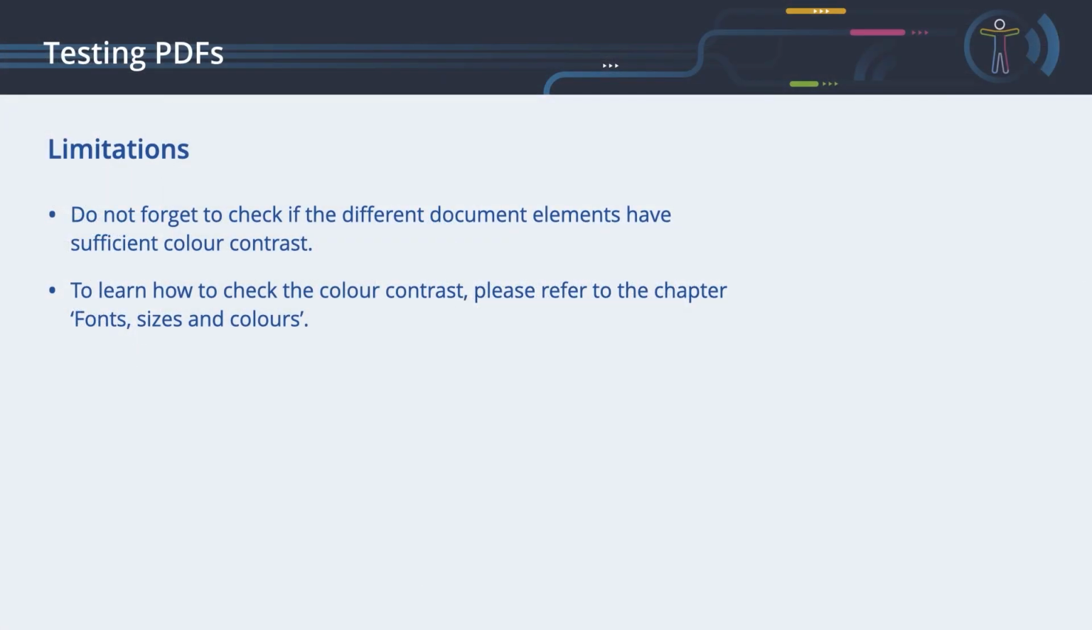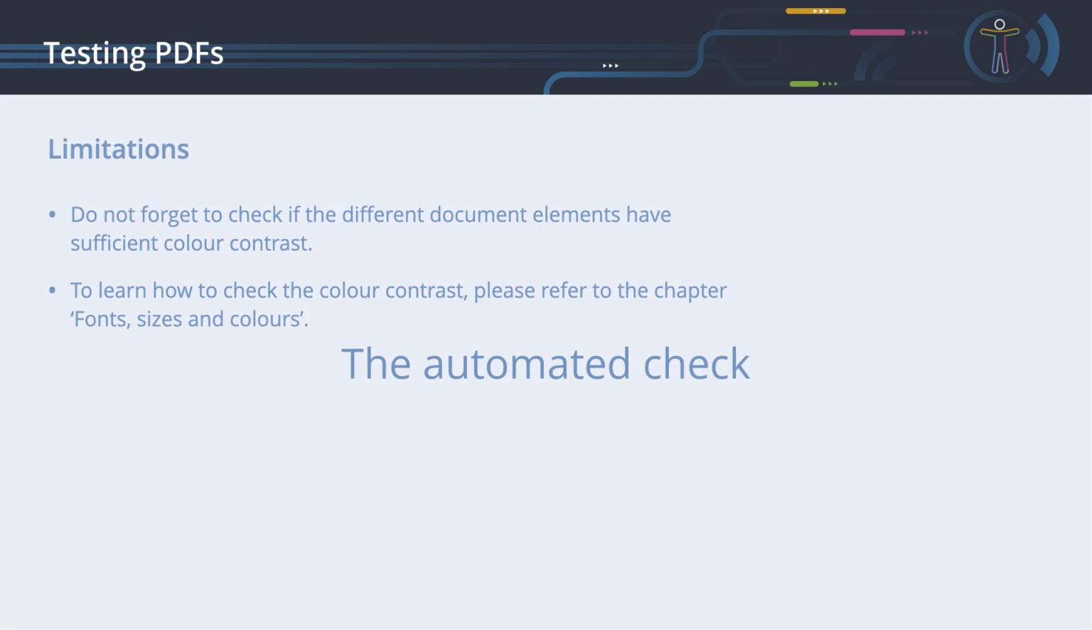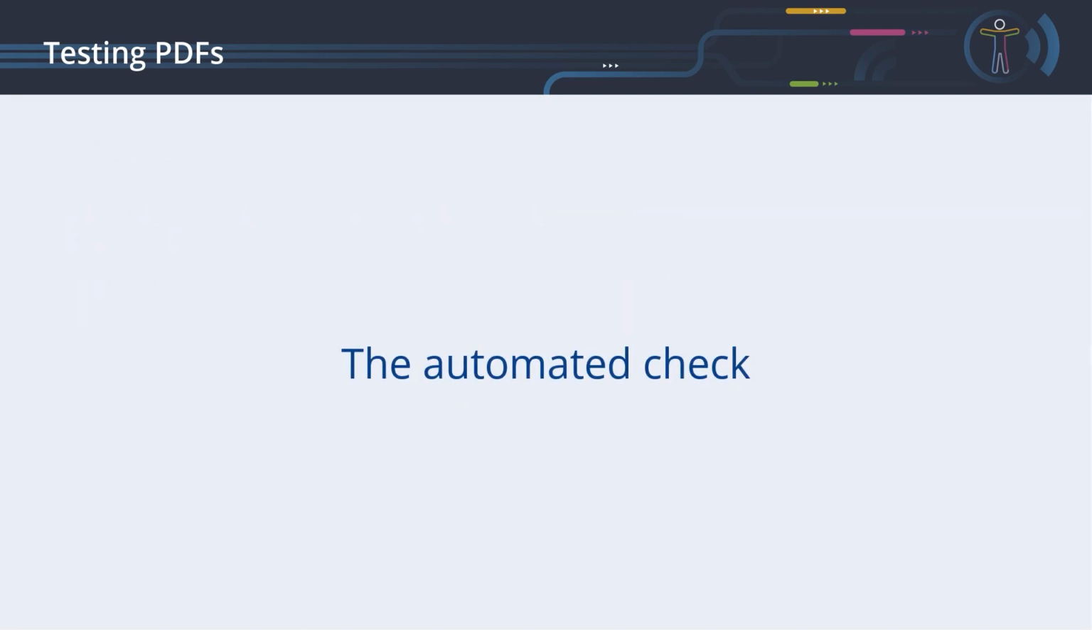Do not forget to check if the different document elements have sufficient color contrast. To learn how to check the color contrast, please refer to the chapter Fonts, Sizes, and Colors. The automated check.